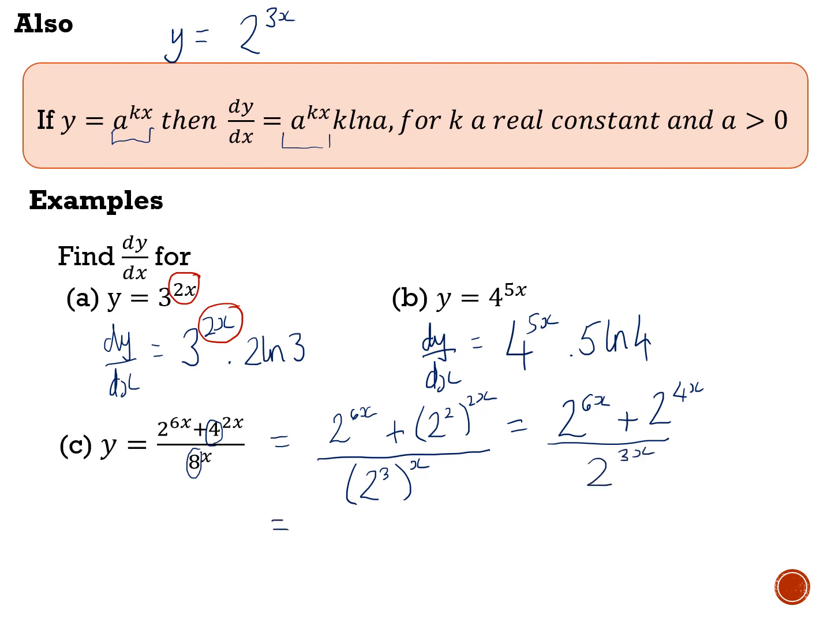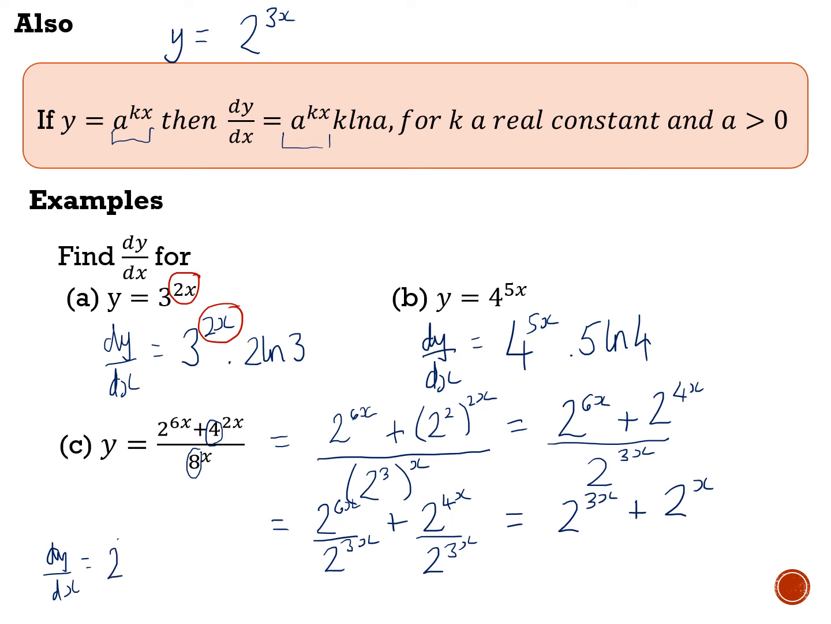Still need to simplify this. So what I do is I split it into separate bits. I've got 2 to the 6x over 2 to the 3x plus 2 to the 4x over 2 to the 3x. With your index laws, when you divide with the same base, you subtract the powers. So you end up with 2 to the 3x for that one and 2 to the x for that one. I'm now ready to differentiate. So let's differentiate dy dx. Remember our rules. Write it down exactly the same, 2 to the 3x.